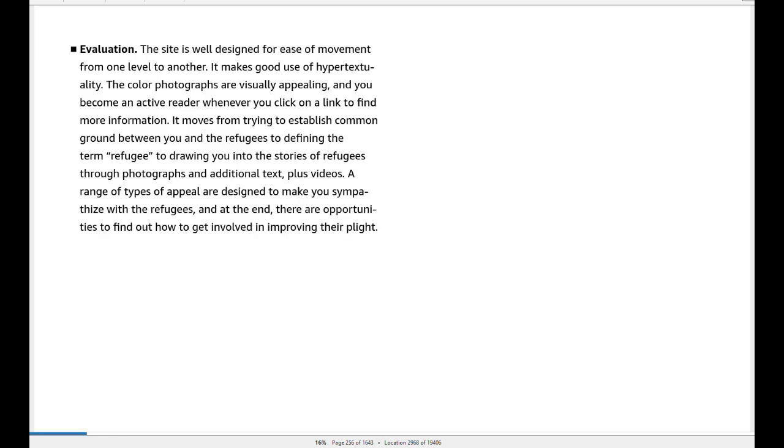Evaluation. The site is well designed for the ease of movement from one level to another. It makes good use of hypertextuality. The colored photographs are visually appealing, and you become an active reader when you click on the link to find out more information. It moves from trying to establish common ground between you and the refugees to defining the term refugee, to drawing you into stories of refugees through photographs and additional text plus videos. A range of types of appeal are designed to make you sympathize with the refugees. And at the end, there are opportunities to find out how to get involved in improving their plight.